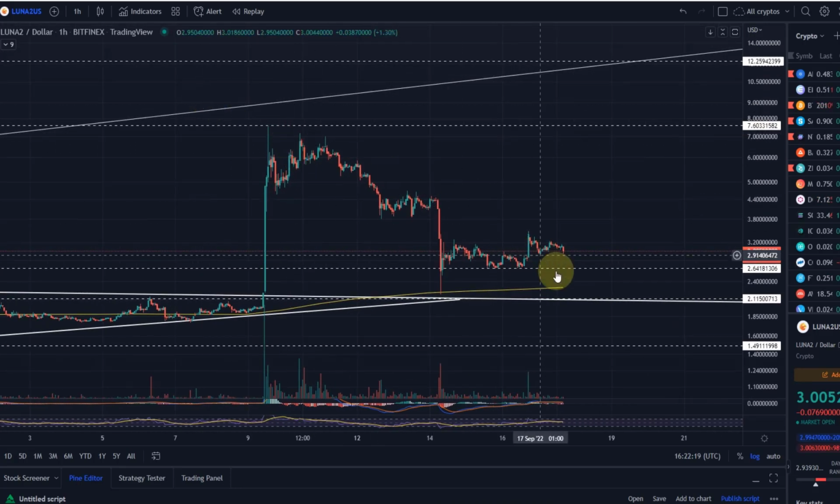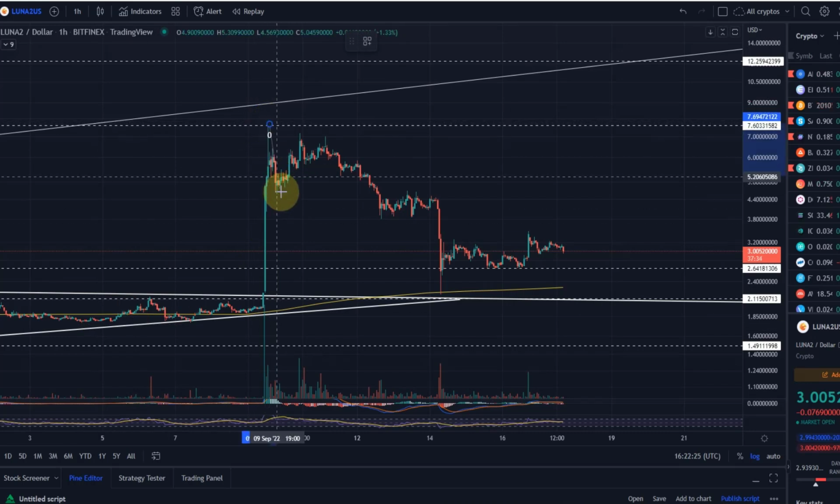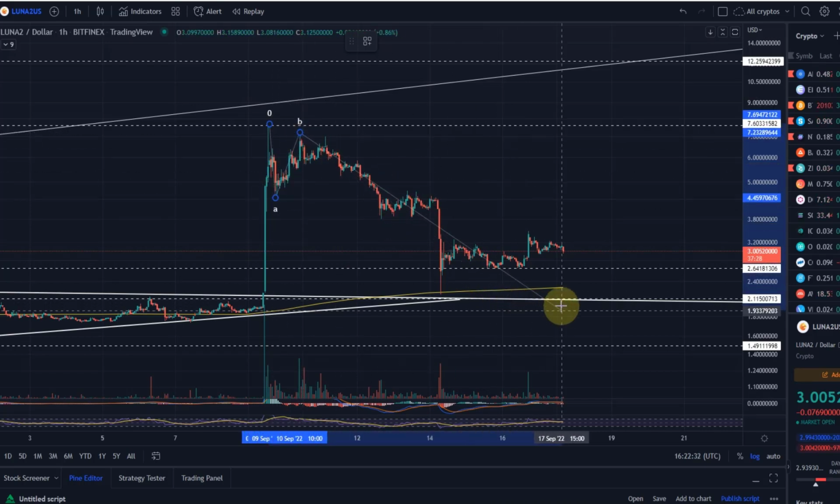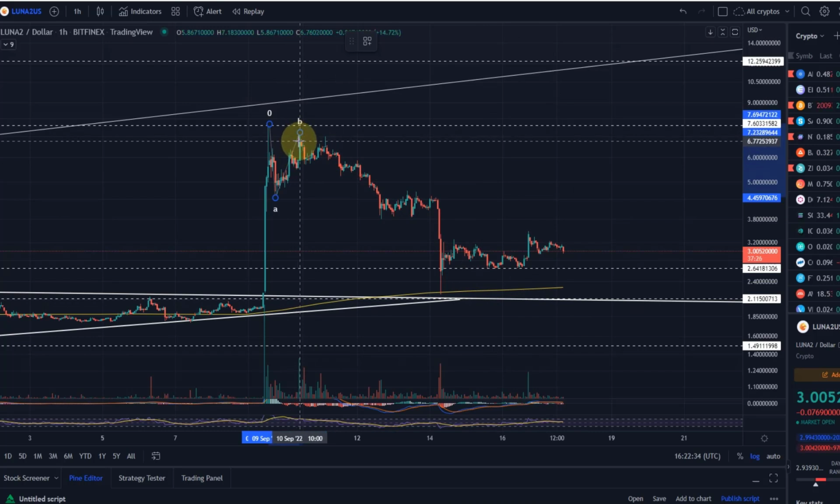So how to label this correction then? I think this is important, so we wanted to just take a look at that. So if we say, all right, from the top here, we moved down in a wave A. This was then a wave B in 3 waves. And we've been coming down in... And this is now where it's getting interesting.